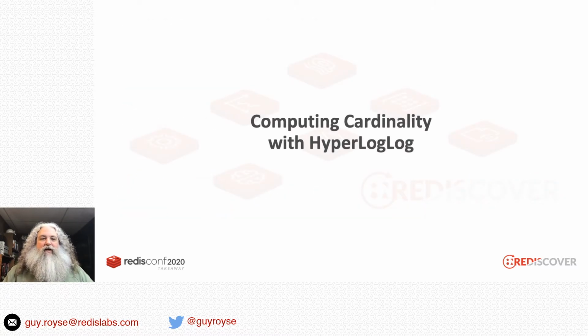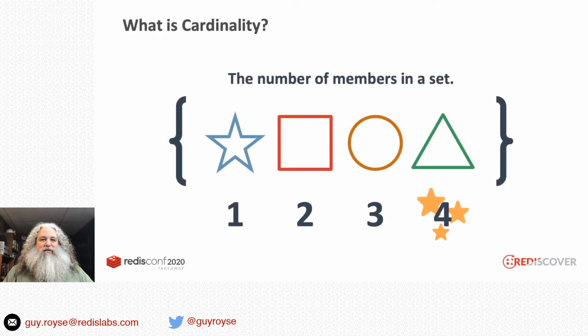Let's take a look at HyperLogLog first and count cardinality. So what the heck's cardinality? Well, cardinality is the number of members of a set. It's actually a pretty simple idea. Hey, we got 4 things in this set. That's the cardinality. It's just counting. And so here we have a star, a square, a circle, and a triangle. There are 4 shapes in this set. You could add a square to the set again, but there would still only be 4 unique shapes in this set. And so the cardinality would still be 4. And that's all cardinality is. HyperLogLog is really good at counting cardinality.